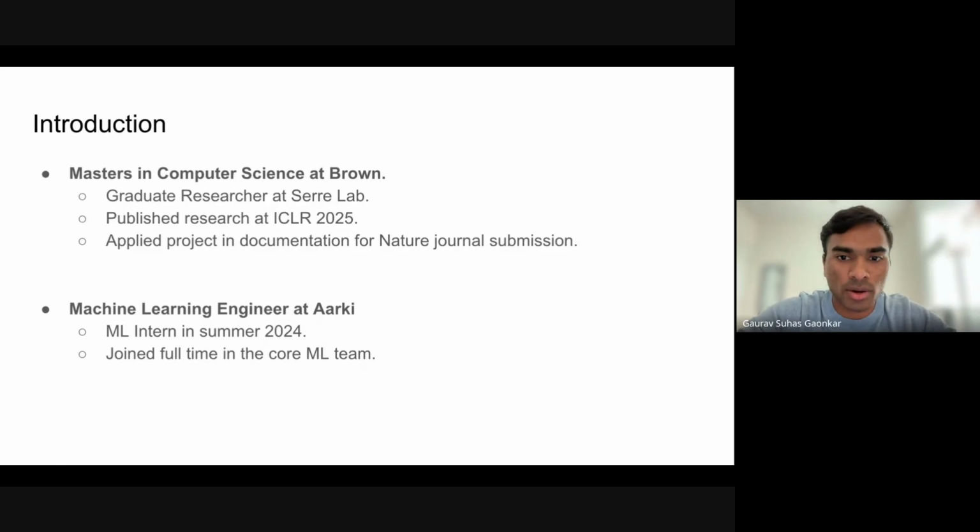During my time at Brown, I got an opportunity to work as a machine learning engineer intern in the industry in the summer of 2024. And later, post-Brown, I joined Arki as a full-time machine learning engineer in their core ML team.